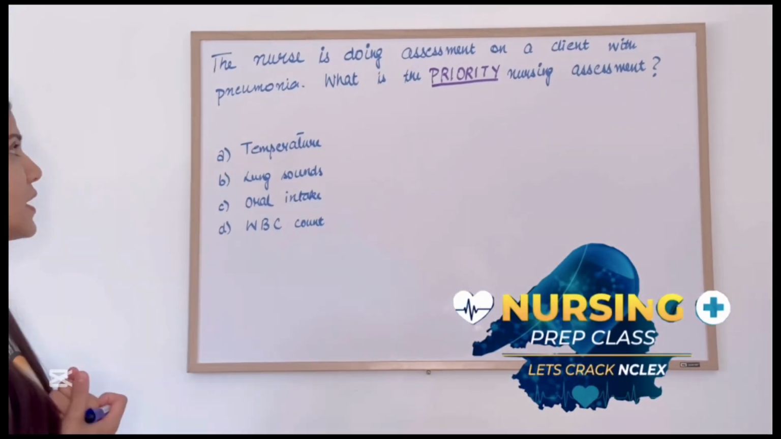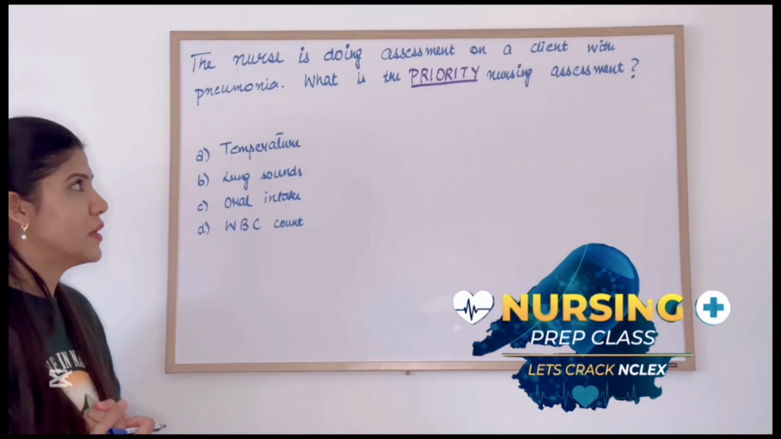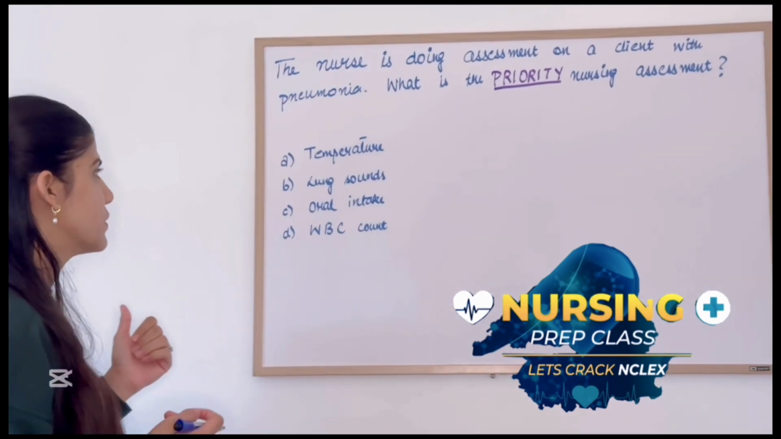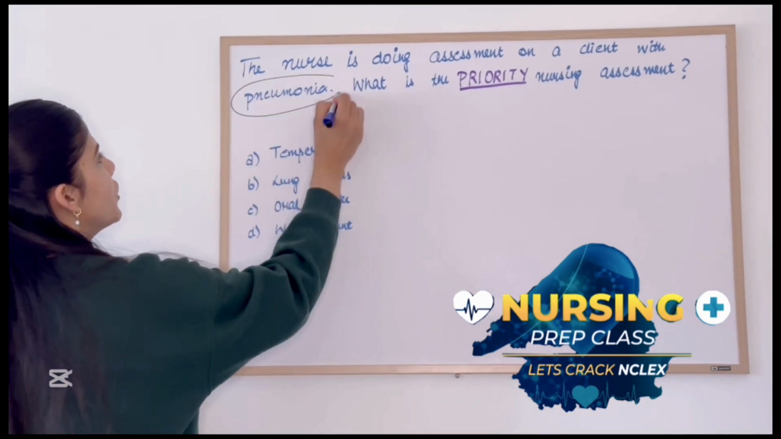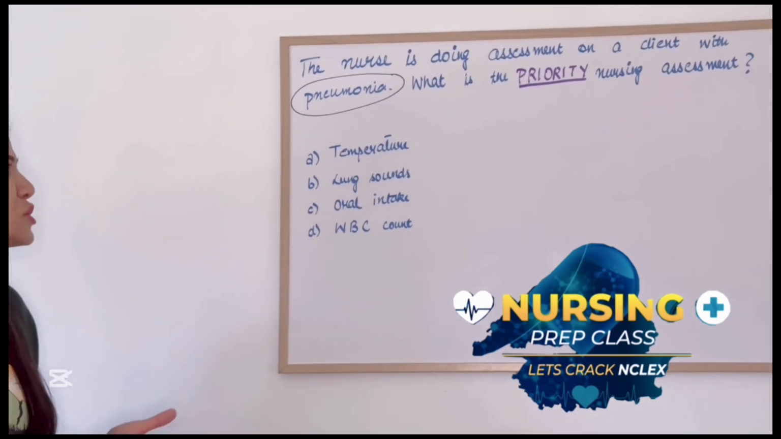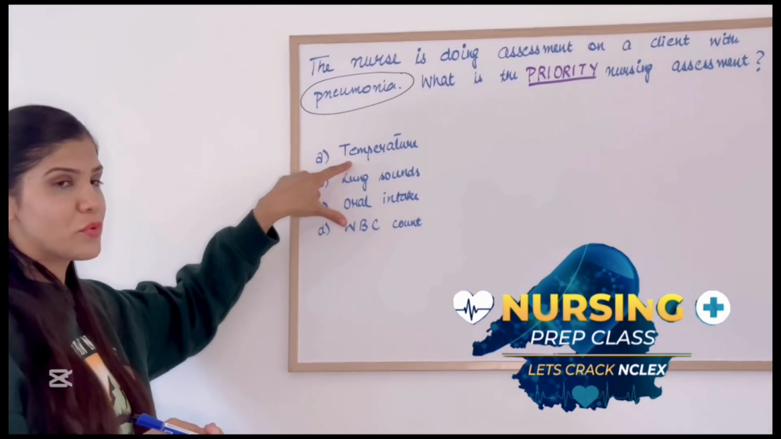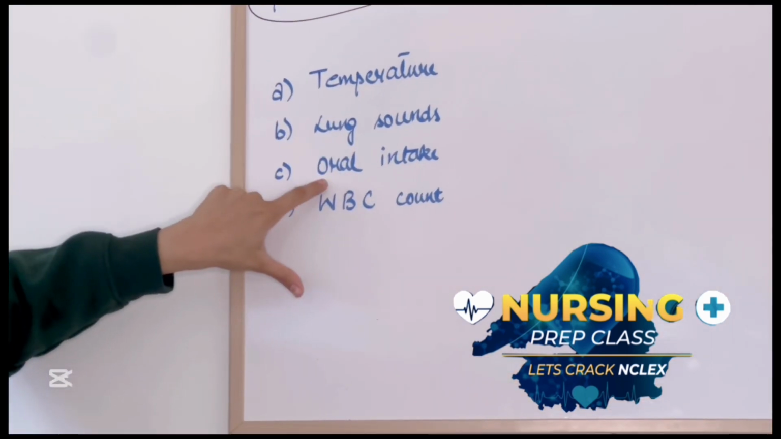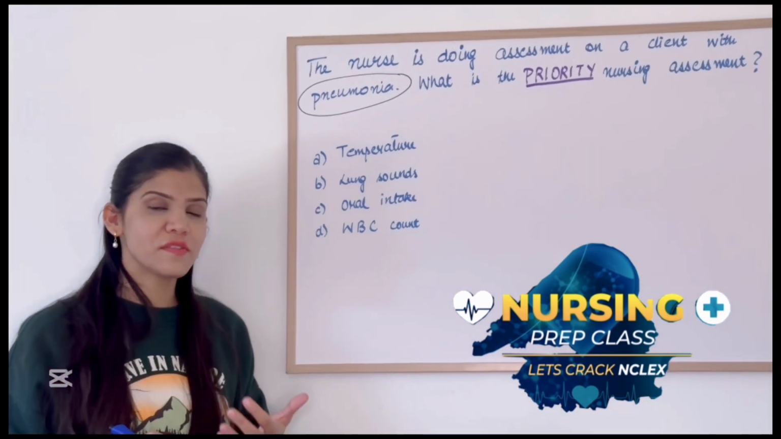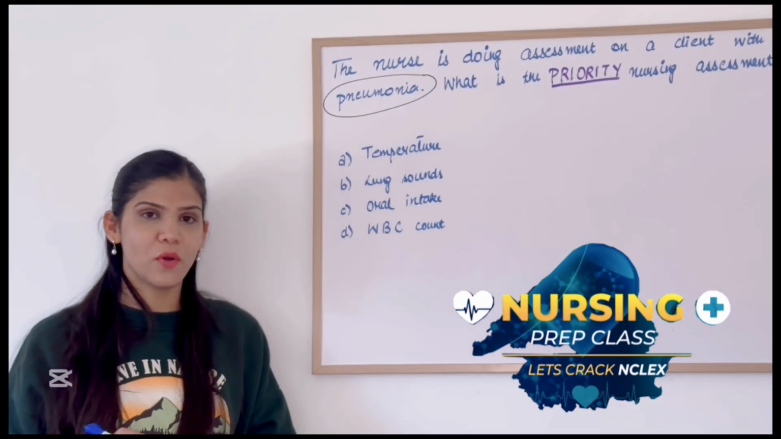The question for today: The nurse is doing assessment on a client with pneumonia. What is the priority nursing assessment? As you can see over here, we have a patient suffering from pneumonia, which is an infection of lung parenchyma. We have signs and symptoms like temperature, lung sounds, oral intake, and WBC count. We have to find out what is the first nursing assessment that we are going to do on this patient.